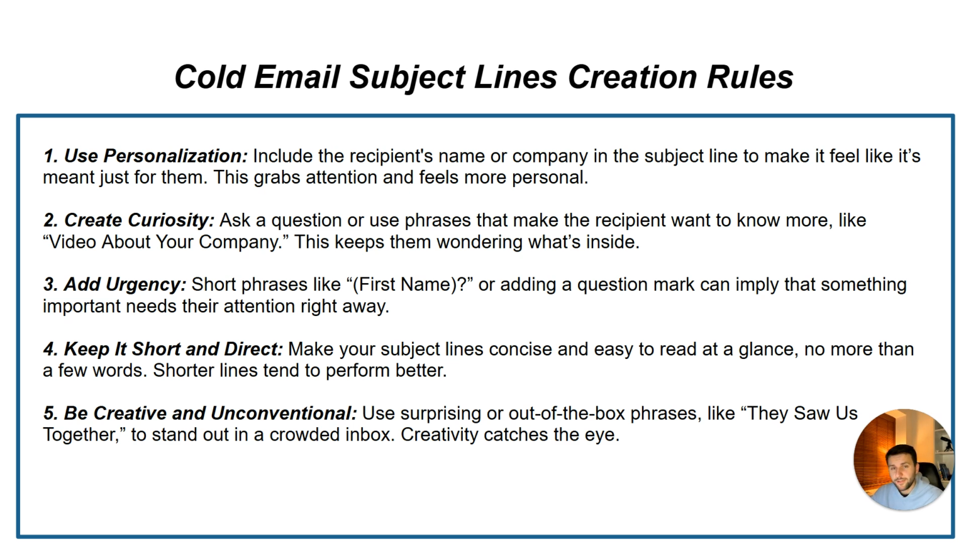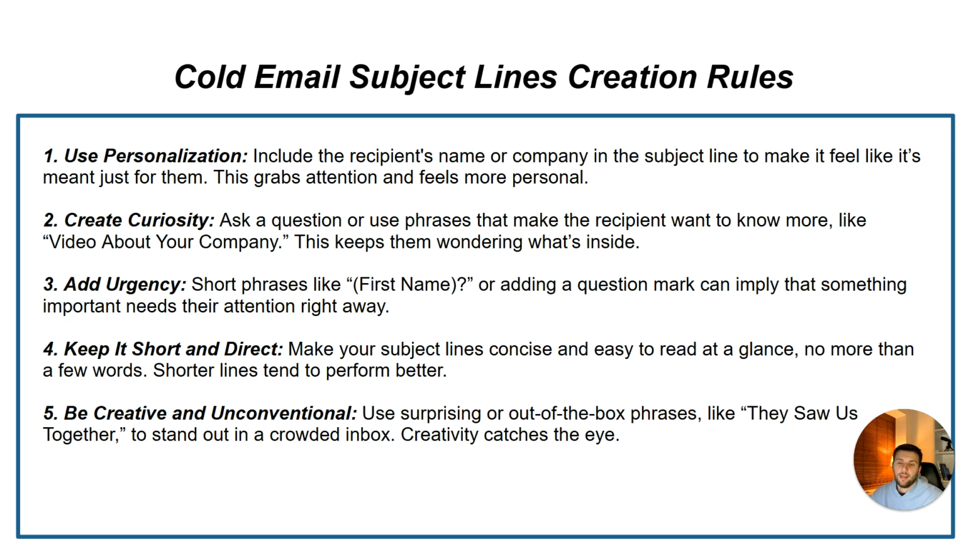Now, obviously, how do you discover the name of the company and their first name? You can do it through the scraping software, and you can also do it through Apollo.io, which I'm going to show you just in the next lesson, and it's going to be a pretty simple process for you. Number 2, create curiosity. Ask a question or use phrases that make the recipient want to know more, like "video about your company." This keeps them wondering what's inside. Number 3, add urgency. Short phrases like "first name?" or adding a question mark simply can imply that something important needs their attention right away.